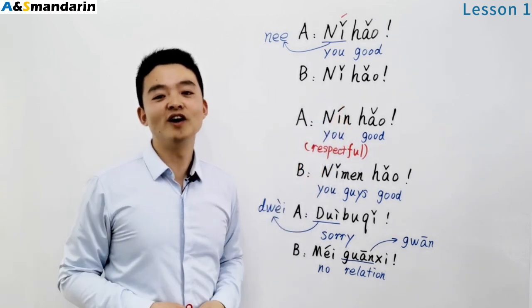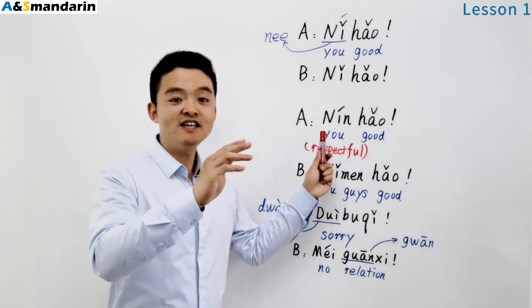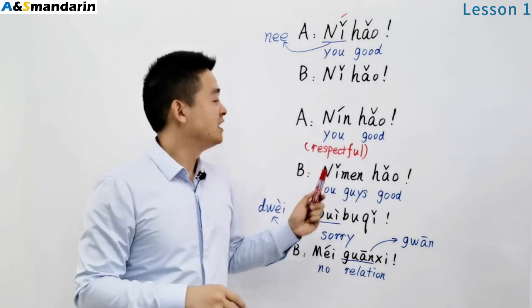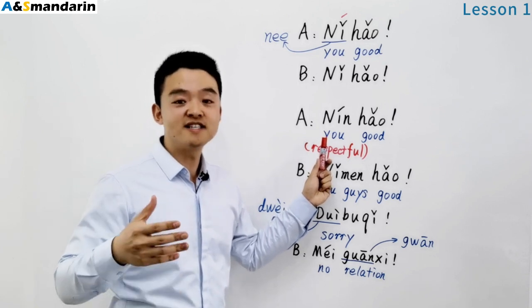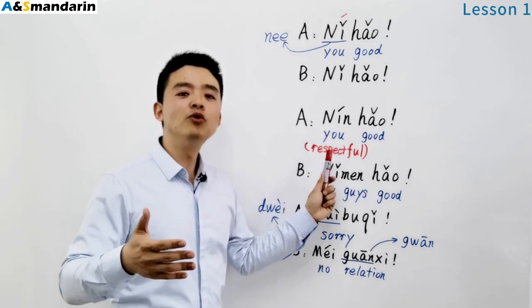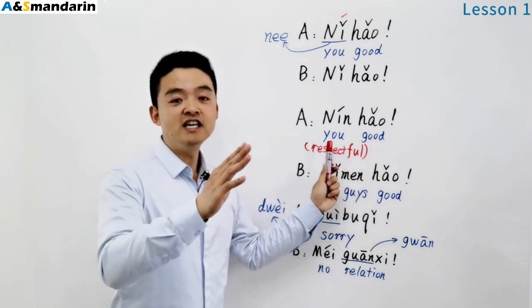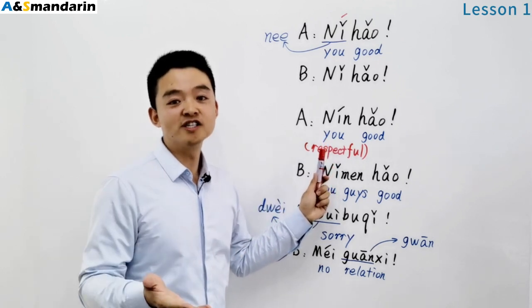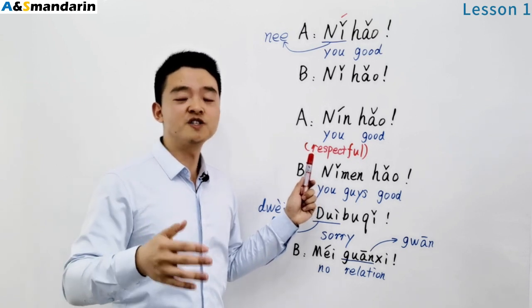That is text 1. Let's move on to text 2. A says 您好 Ning is you, but that is a more respectful way to say you, to show more respect to the listener. 好 good. 您好 you good. That is hello in a really respectful way for a respectable person.